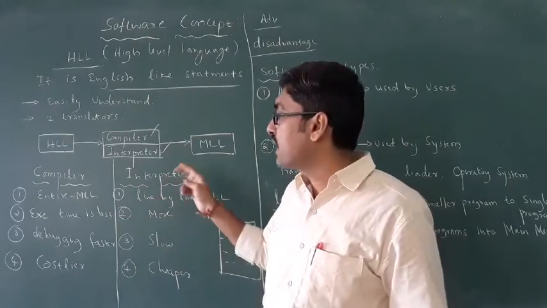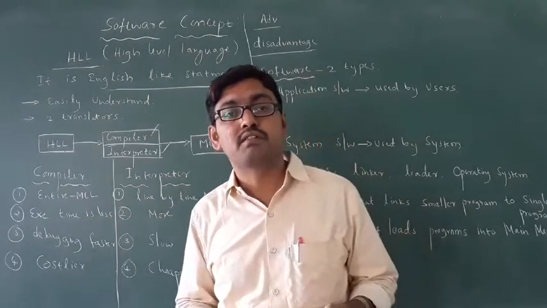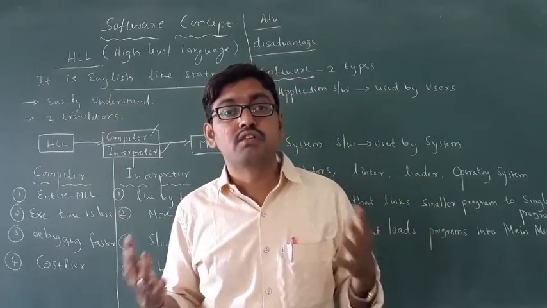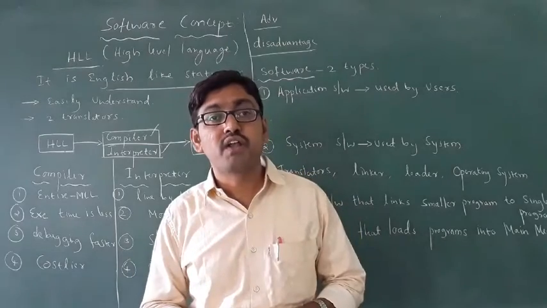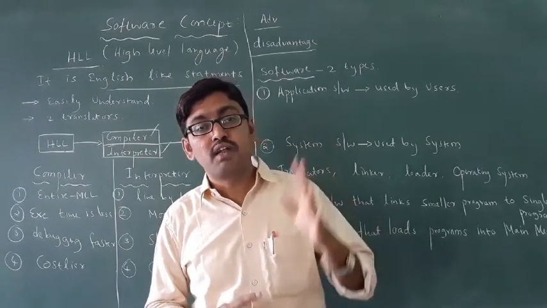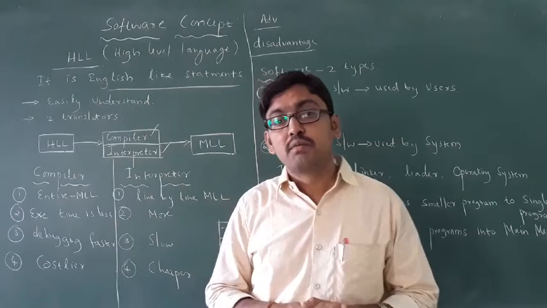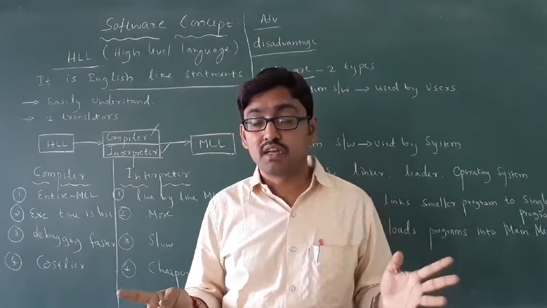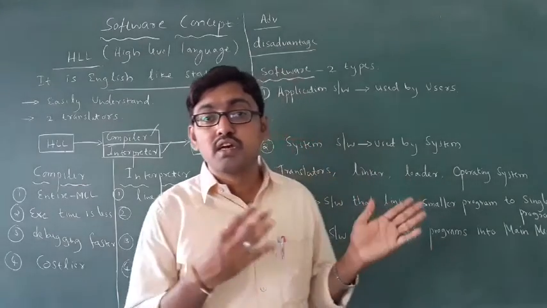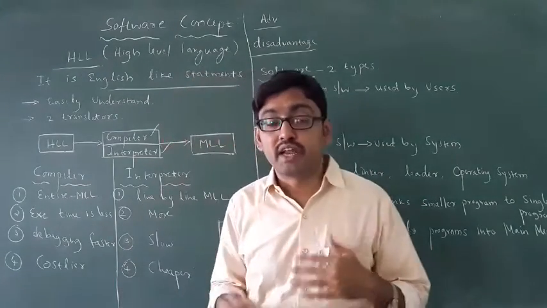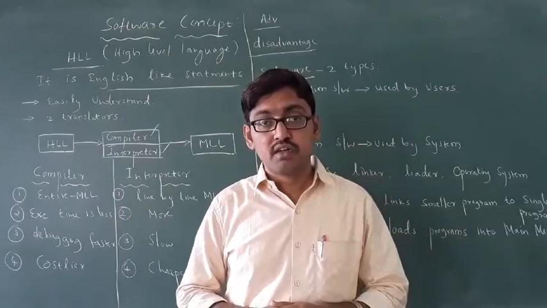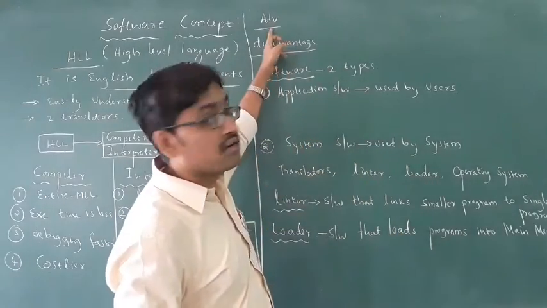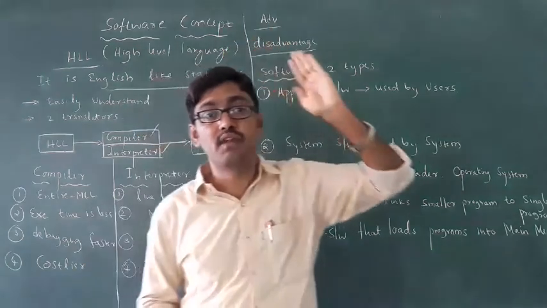Okay, compiler and interpreters are used for what purpose? It converts our high level language to machine level language. Got it? This you have to remember. Then what are the advantages of high level language? You know machine level language advantage. But there are so many disadvantages of machine level language. We cannot remember, we cannot write properly. Okay, but here what are the advantages of a high level language?